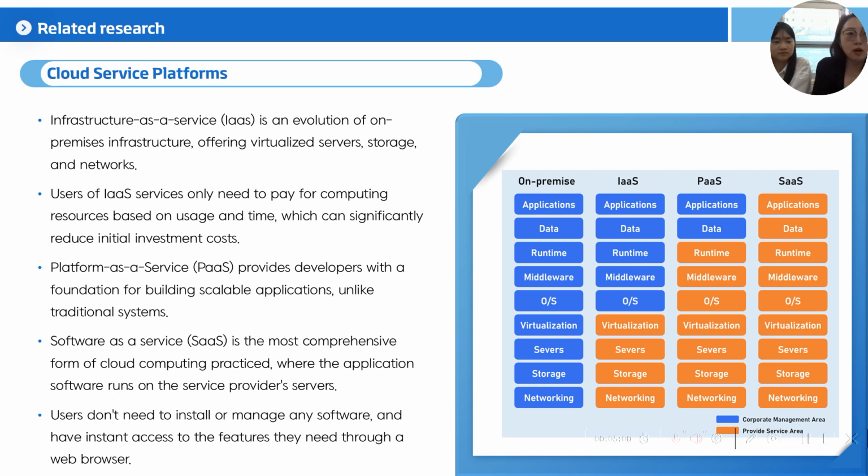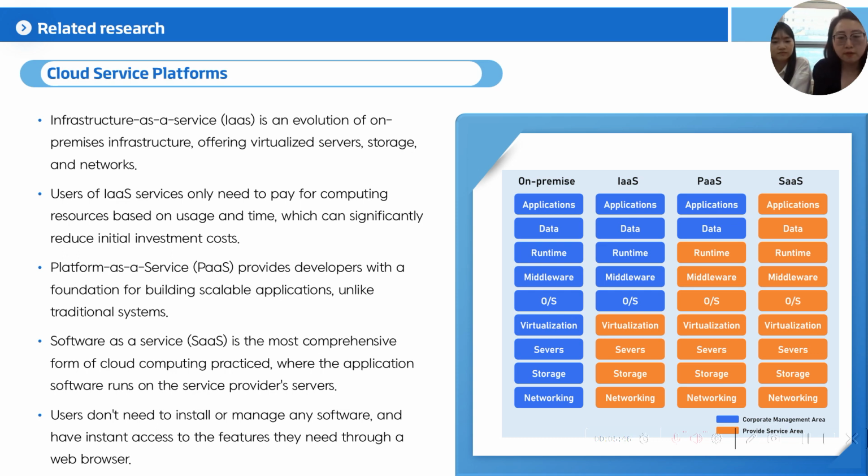Okay, next one is cloud service platforms. I know that all the audience can acknowledge this solution and technology is really important and substantial in this era. Infrastructure as a service, IaaS, is an evolution of on-premises infrastructure offering virtualized servers, storage, and networks. Users of IaaS services only need to pay for computing resources based on usage and time, which can significantly reduce the initial investment cost. Platform as a service (PaaS) provides developers with a foundation for building scalable applications, unlike traditional systems.